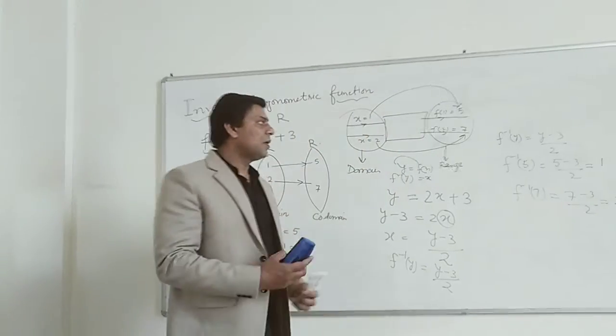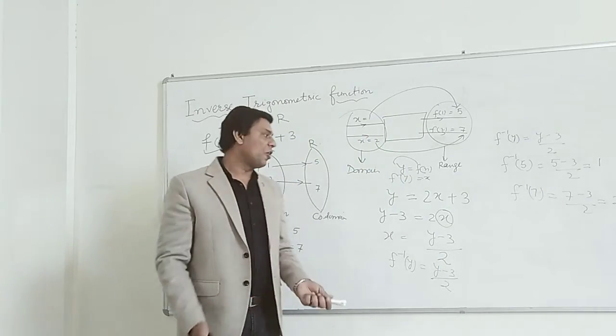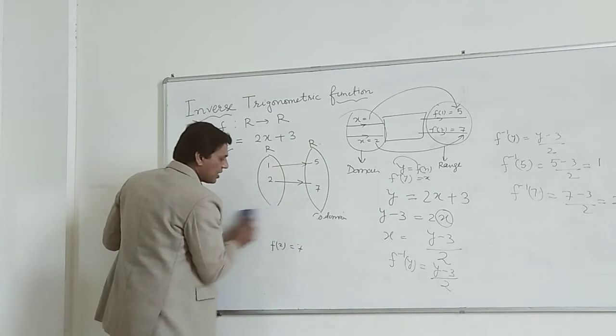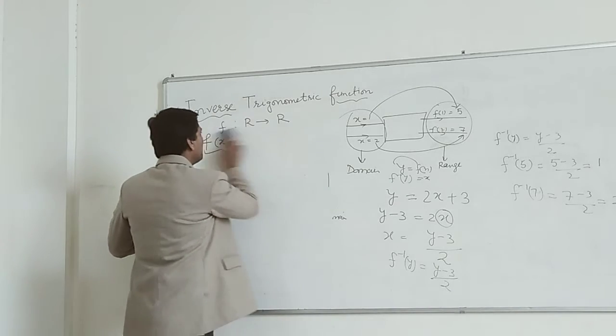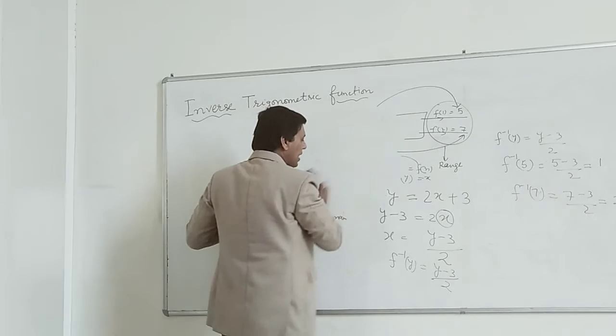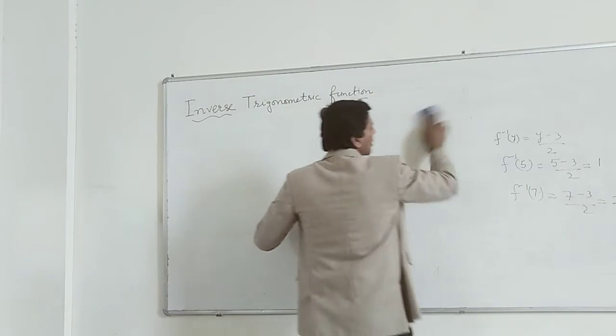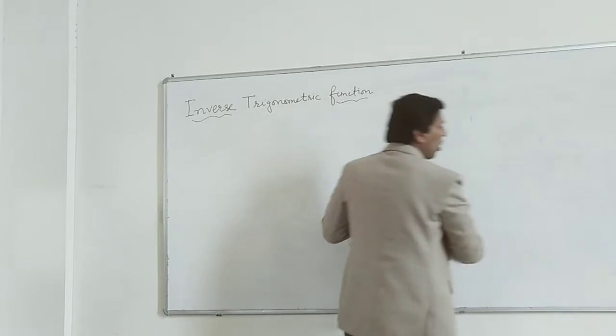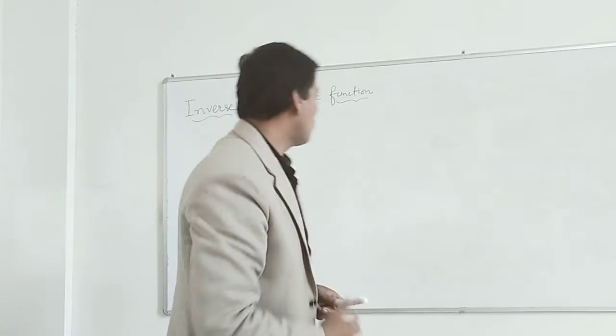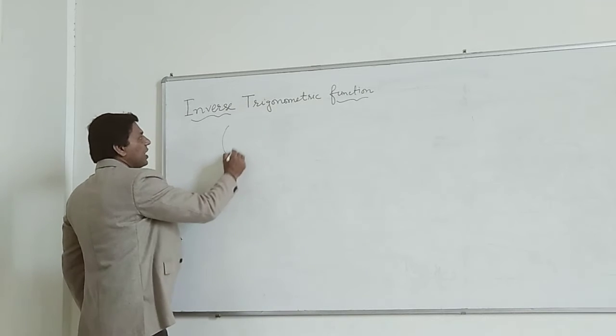Now what is a 1-1 and onto function? To understand 1-1 and onto functions, a 1-1 and onto function is also called a bijective function. So what is 1-1 and onto?